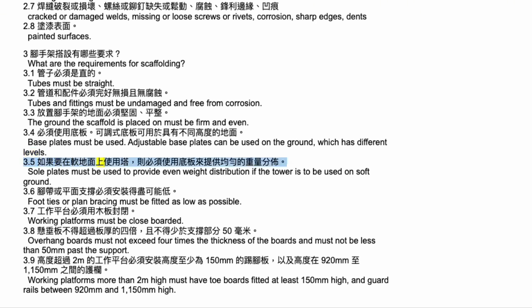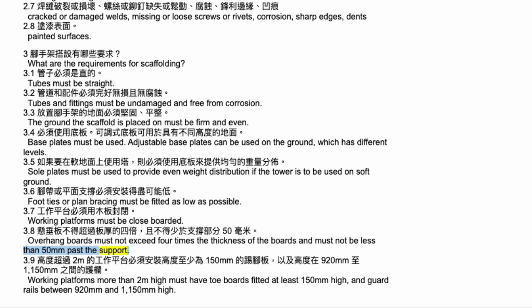3.5 Sole plates must be used to provide even weight distribution if the tower is to be used on soft ground. 3.6 Foot ties or plan bracing must be fitted as low as possible. 3.7 Working platforms must be close-boarded. 3.8 Overhang boards must not exceed 4 times the thickness of the boards and must not be less than 50 millimeters past the support.